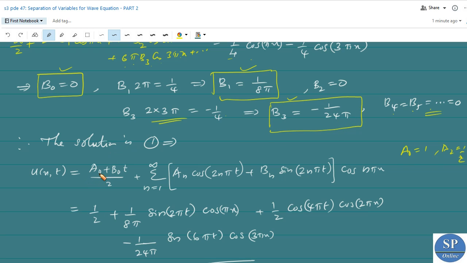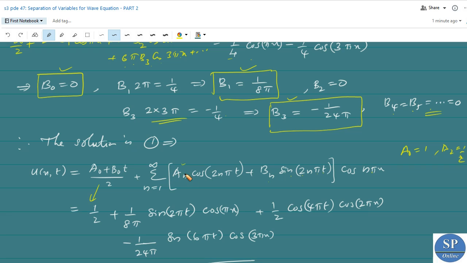So a naught is 1 and b naught is 0, so 1 by 2 here, plus when n equals 1 we have a1 is 0 and b1 is 1 by 8 pi, that is 1 by 8 pi into sine 2 pi t into cos pi x, when n equals 1. Plus, what about n equal to 2? When n equals 2 we have a2 and b2, but a2 equals 1 by 2 and b2 is 0, so the b2 term will be 0 in that case.